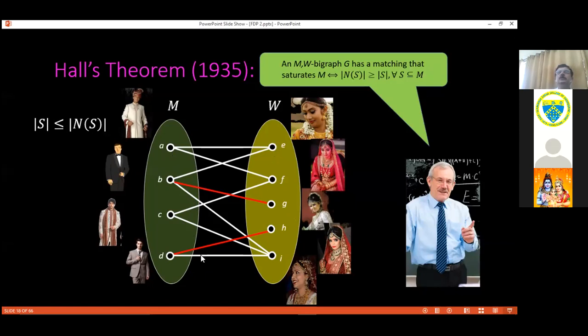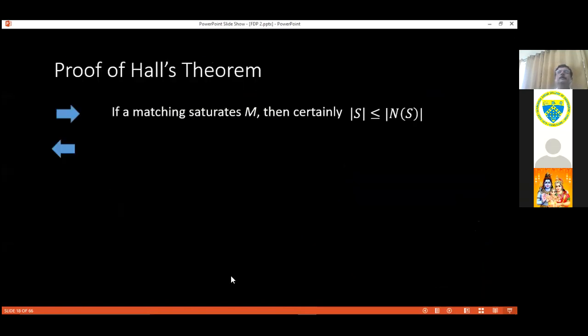Okay, which one do you take now? Which one? Anyone? Okay, C-I we will take. Then C-F is ruled out, F is ruled out. Then A has the option, either can marry F or can marry E. Okay, it chooses E. So this is the maximum matching, which saturates all the vertices of M. So here F is left.